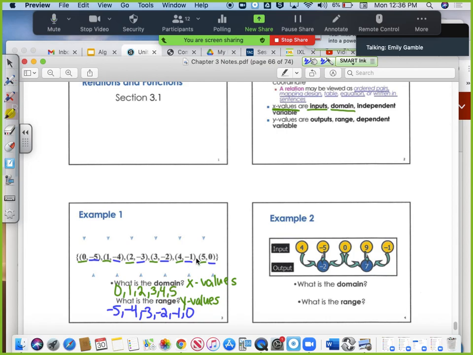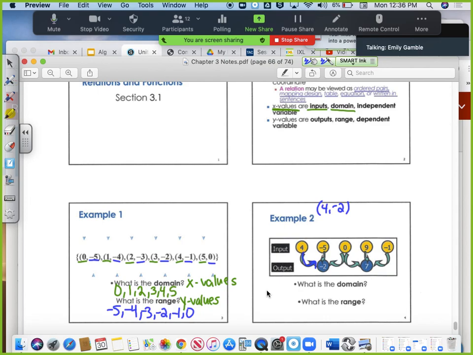Yep, this would be a function. Great. Looking at example 2, this is a mapping diagram. If this is confusing, then you could write out the ordered pairs if you don't like the way that this looks. Like 4 is being paired with -2, so the first one would be 4, -2.